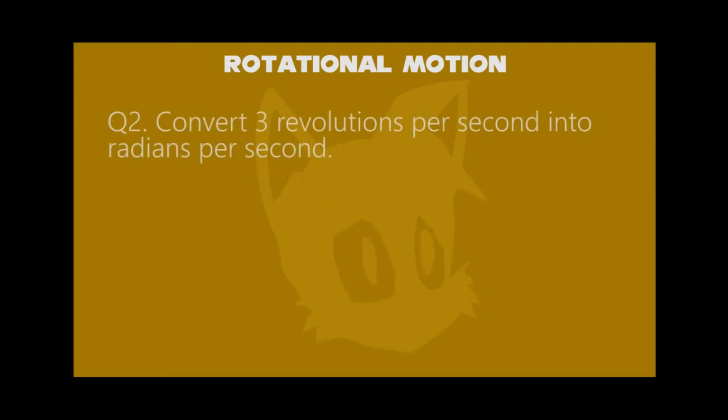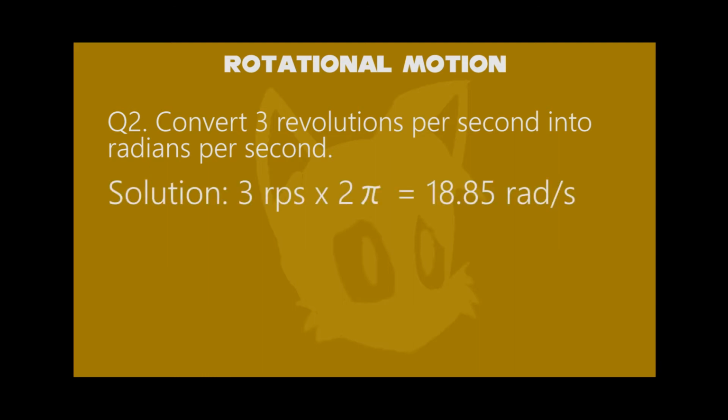Second question, convert 3 revolutions per second into radians per second. The answer is 18.85 radians per second. You can directly multiply by 2 pi.